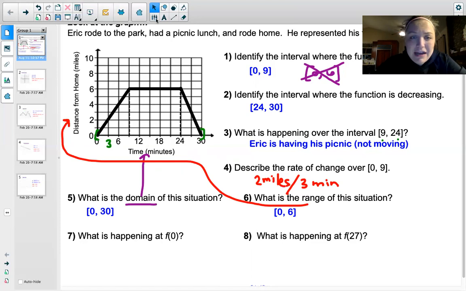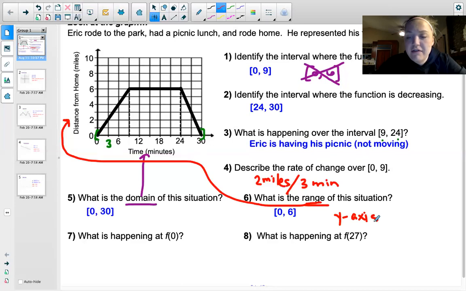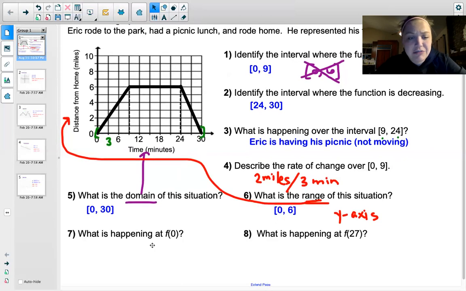Now, something kind of important about the range here, the range is the only time you are going to use the y-axis. Every other time here, we have used the x-axis to talk about these numbers. All right, let's do these last two problems.